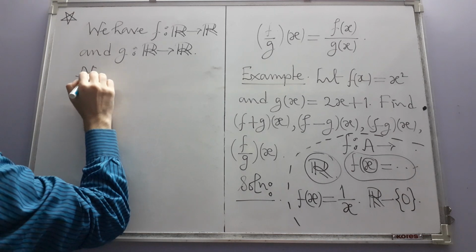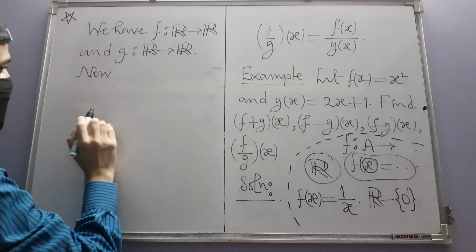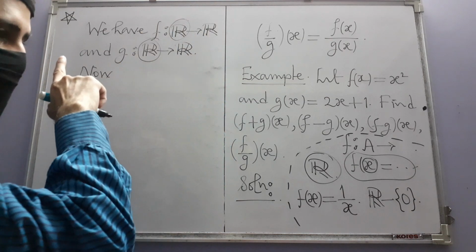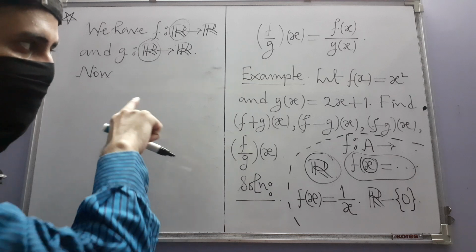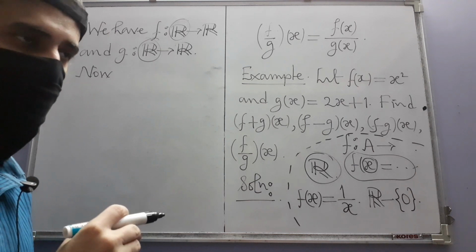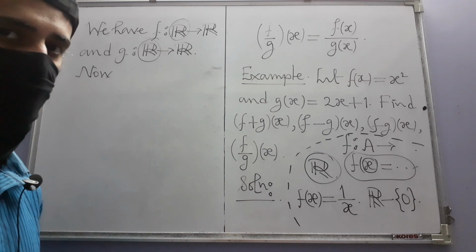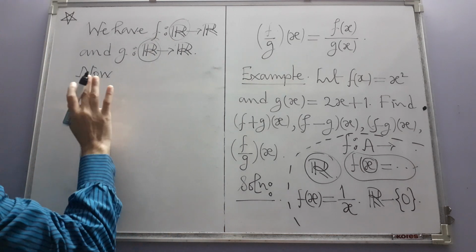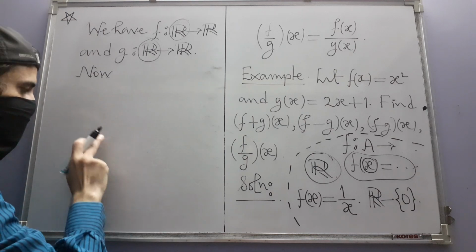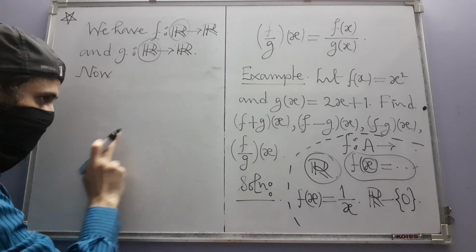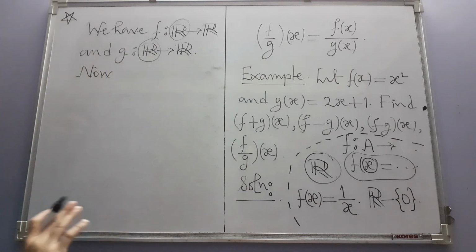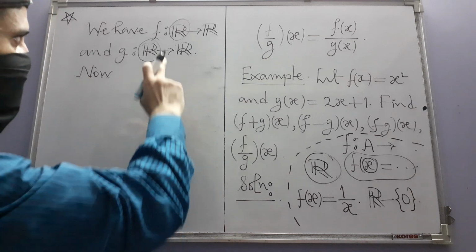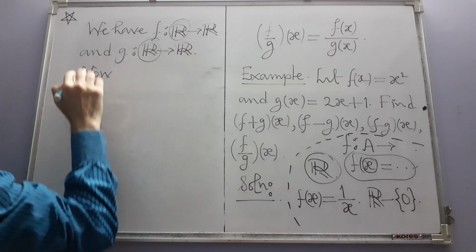Now, note that this R is playing the role of that common domain X. In the general definition, X is simply allowed to be a subset of R. Well, that is true here also, because R is a subset of itself, and that is why f plus g, f difference g, f g, they are all going to have that x itself as their domain, which in this case is R.